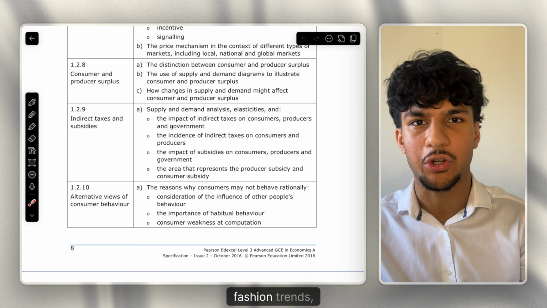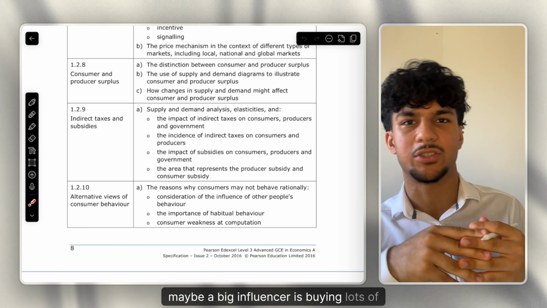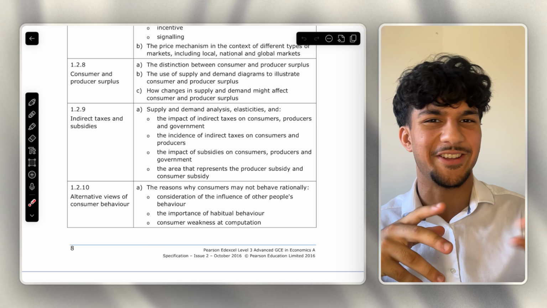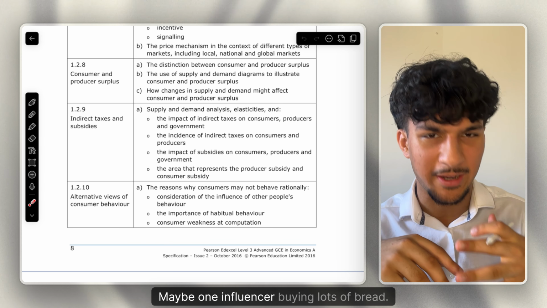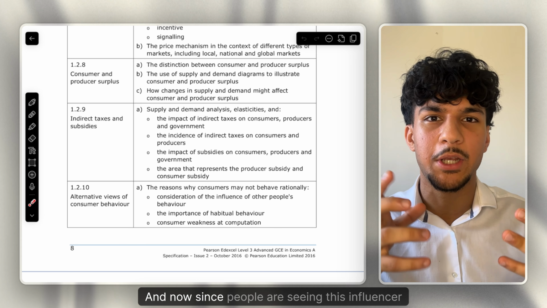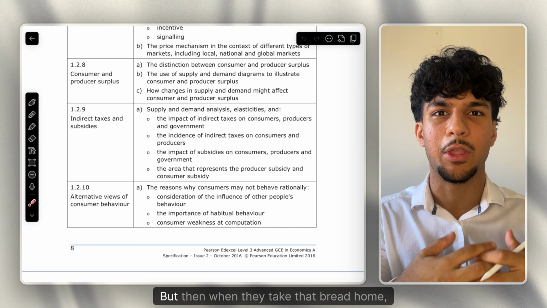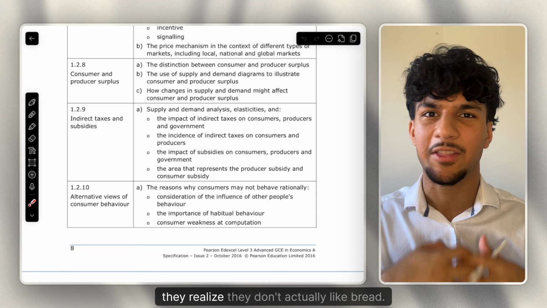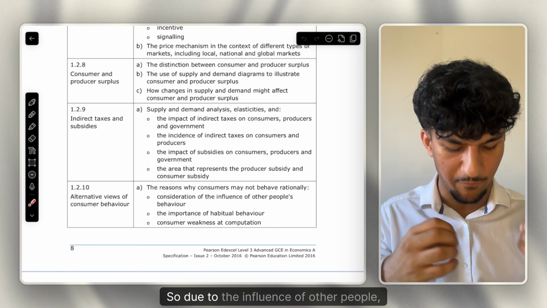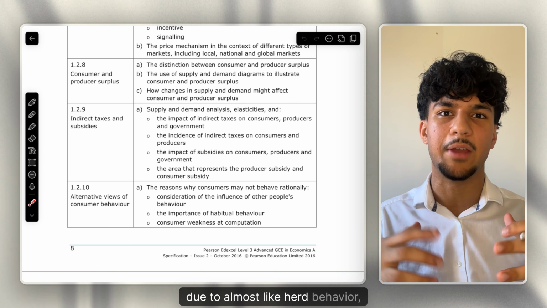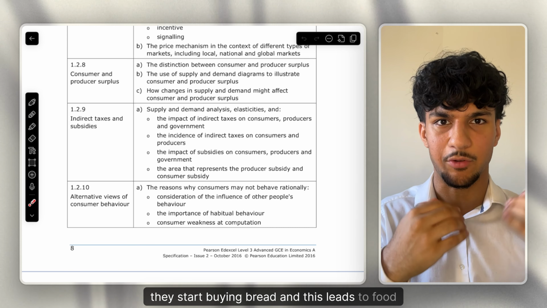So, for example, fashion trends, maybe a big influencer's buying lots of bread, and that's the only food I can think of. Maybe one influencer buying lots of bread, and now since people are seeing this influencer buy bread, since it's a trend, they end up buying bread, but then when they take that bread home, they realise they don't actually like bread. So due to the influence of other people, due to almost herd behaviour, they start buying bread, and this leads to food wastage.